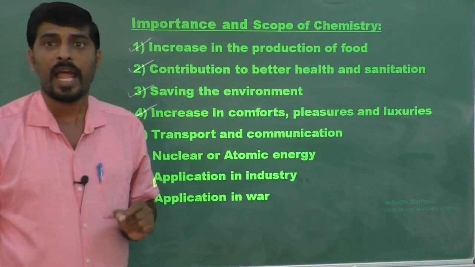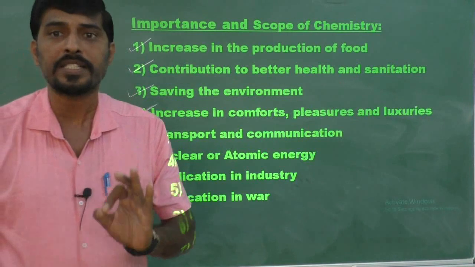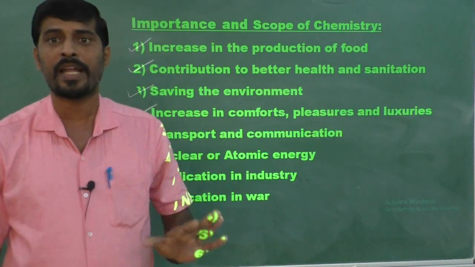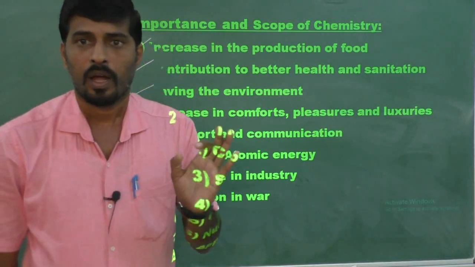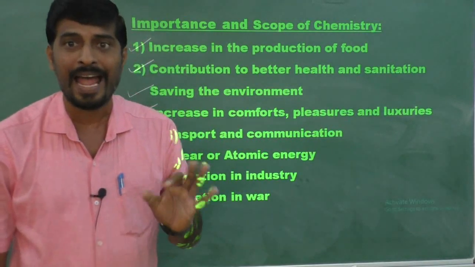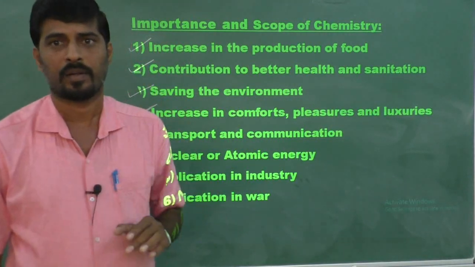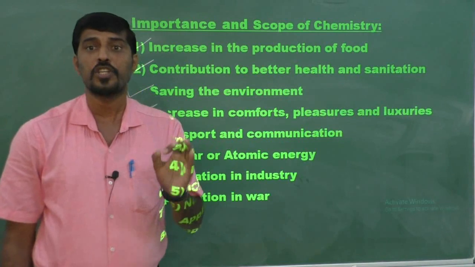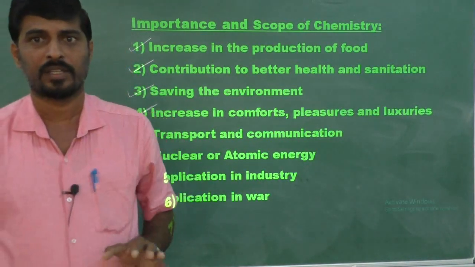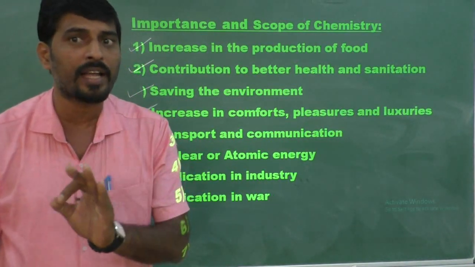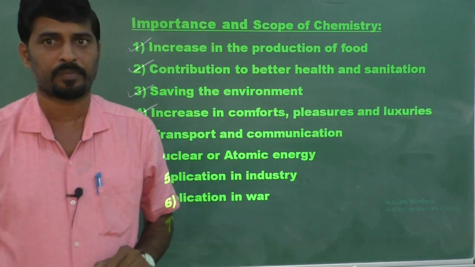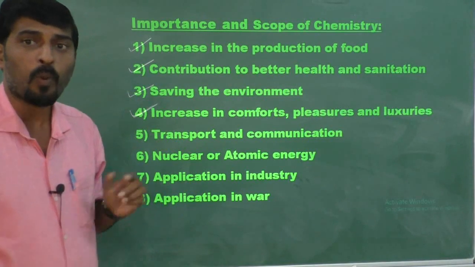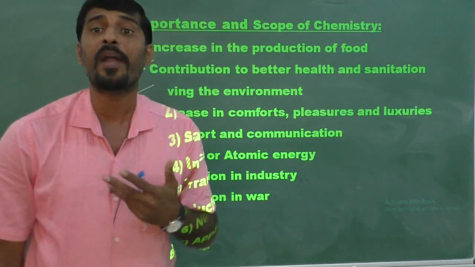Then chemistry helps us to construct safer homes, multi-story buildings, bridges, dams, etc. by providing the raw materials, that is steel and cement. Steel and cement are chemistry products. Okay. Then chemistry provides the required metals.